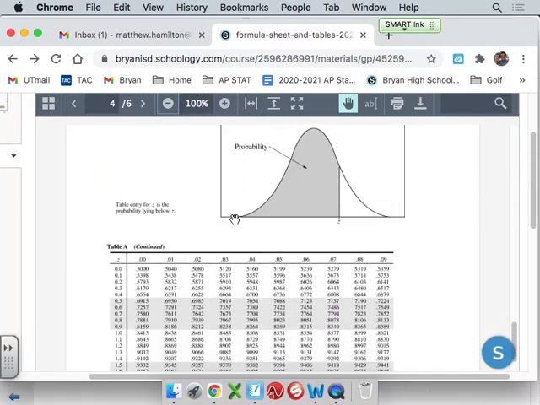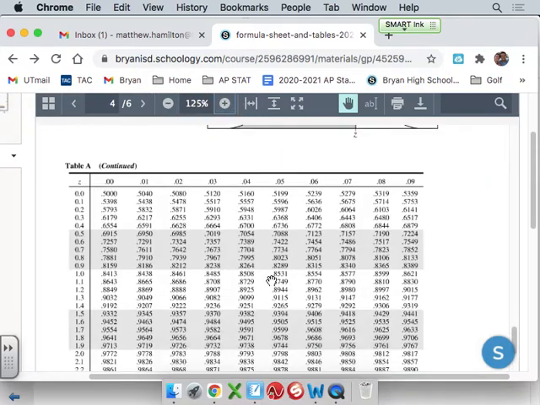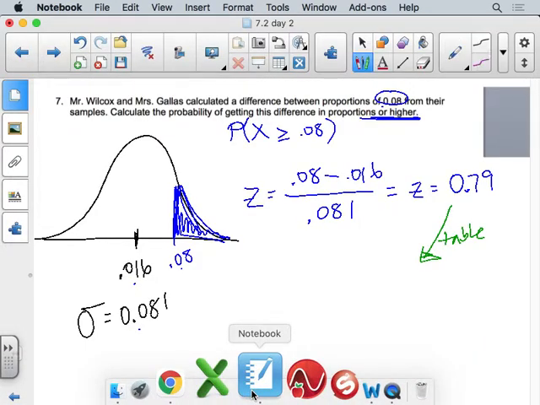All right, so 0.79 is where it is right there, 0.7852. So what you get, 0.7852, so 78.52%, but the Z table always goes less than, so that's that value there.